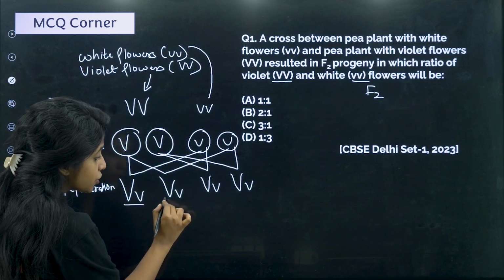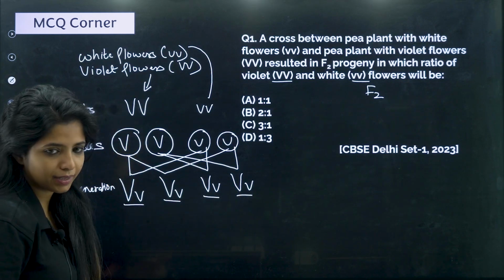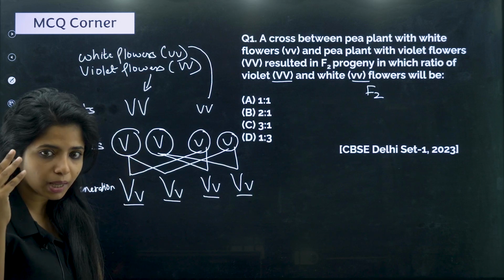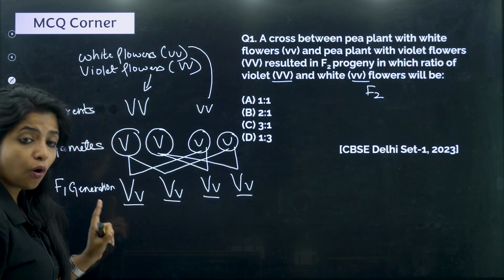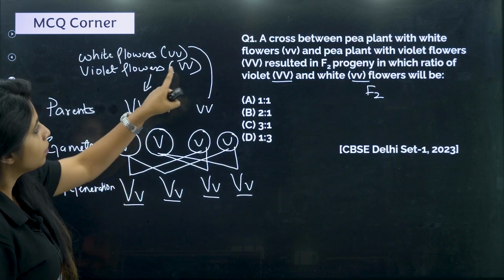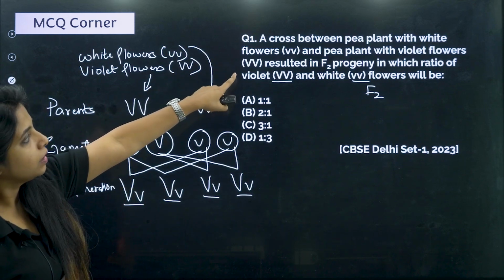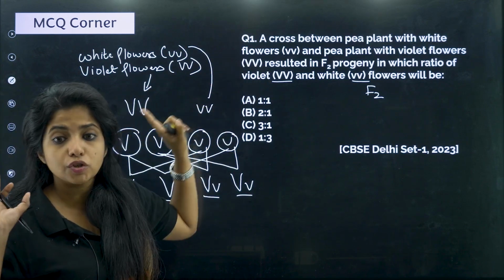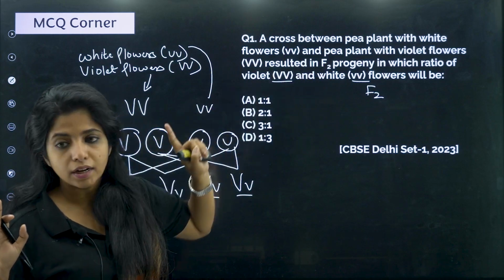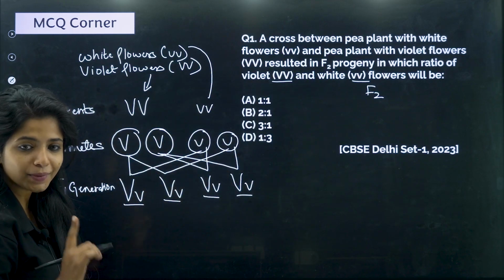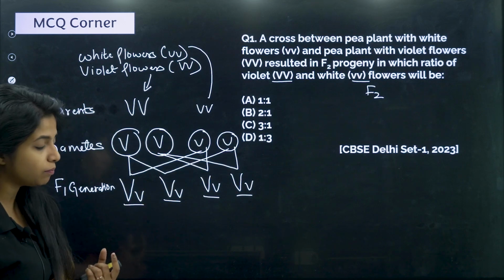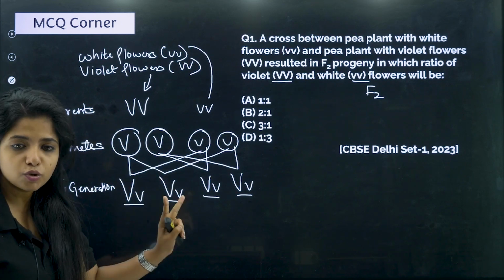If I ask how they look, that means I am asking the phenotype, the physical feature. What is the phenotype of all of these? They are all violet, ma'am. Why? Because capital V is dominant, so violet is dominant, which is why all of them are violet in color. What is the genotype, the genetic makeup? They are all capital V, small v.